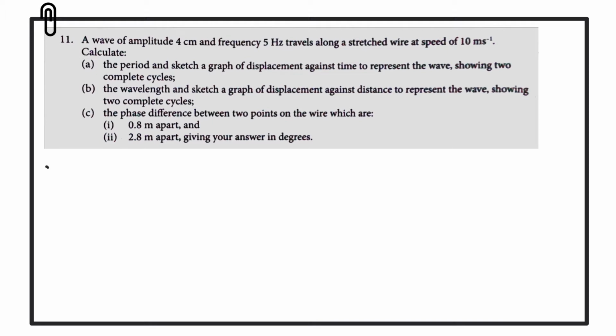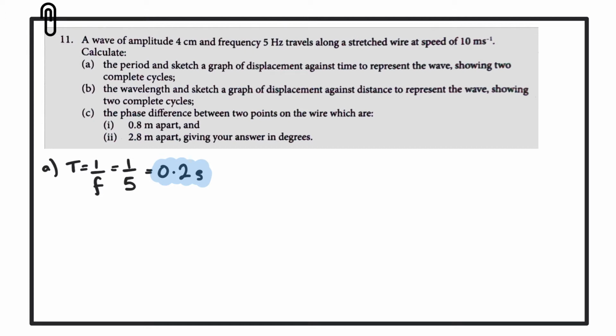So if we look first of all at calculating the period of this wave, we know that we have this equation that relates the time period to the frequency, where T is equal to 1 over f, and we're given the frequency in the question. So the time period is 1 over 5 Hz. If we pop that into a calculator, we get an answer of 0.2 seconds. So the time for one complete wave is equal to 0.2 seconds.